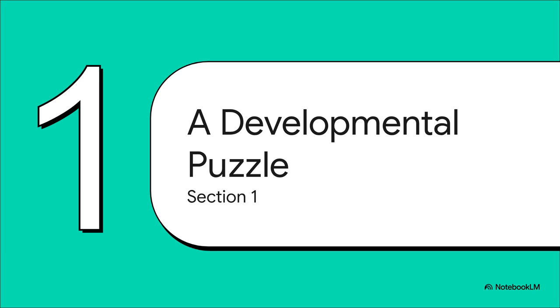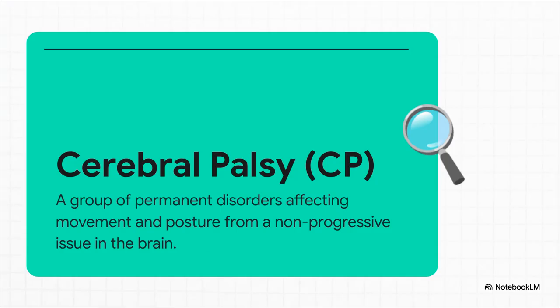Before we can get into the clues or the care plan, we first need to answer the most fundamental question. What exactly is cerebral palsy? Okay, so the first thing to get is that cerebral palsy isn't just one single thing. It's a whole group of disorders that affect a person's movement and posture. The cause is some kind of issue that happens in the brain while it's still developing.